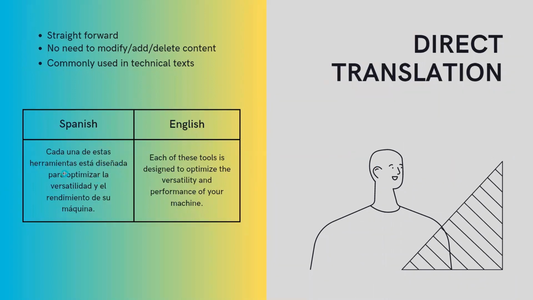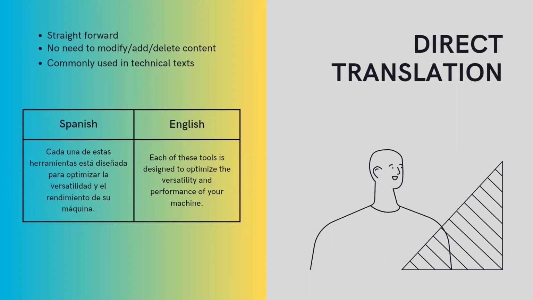Cada una de estas herramientas está diseñada para optimizar la versatilidad y el rendimiento de su máquina. Each of these tools is designed to optimize the versatility and performance of your machine. As you can see, every single word in here is being translated, and the grammatical structure is also kept, and it doesn't affect or interfere with the message transmission.